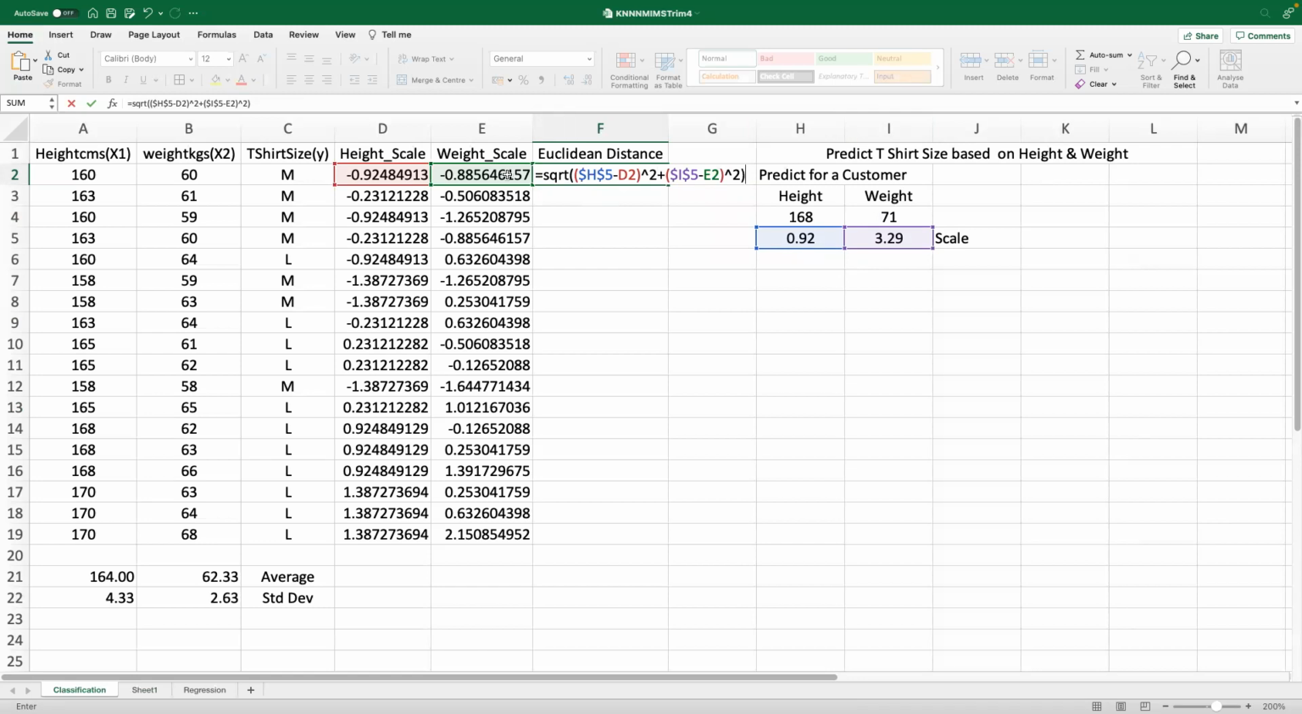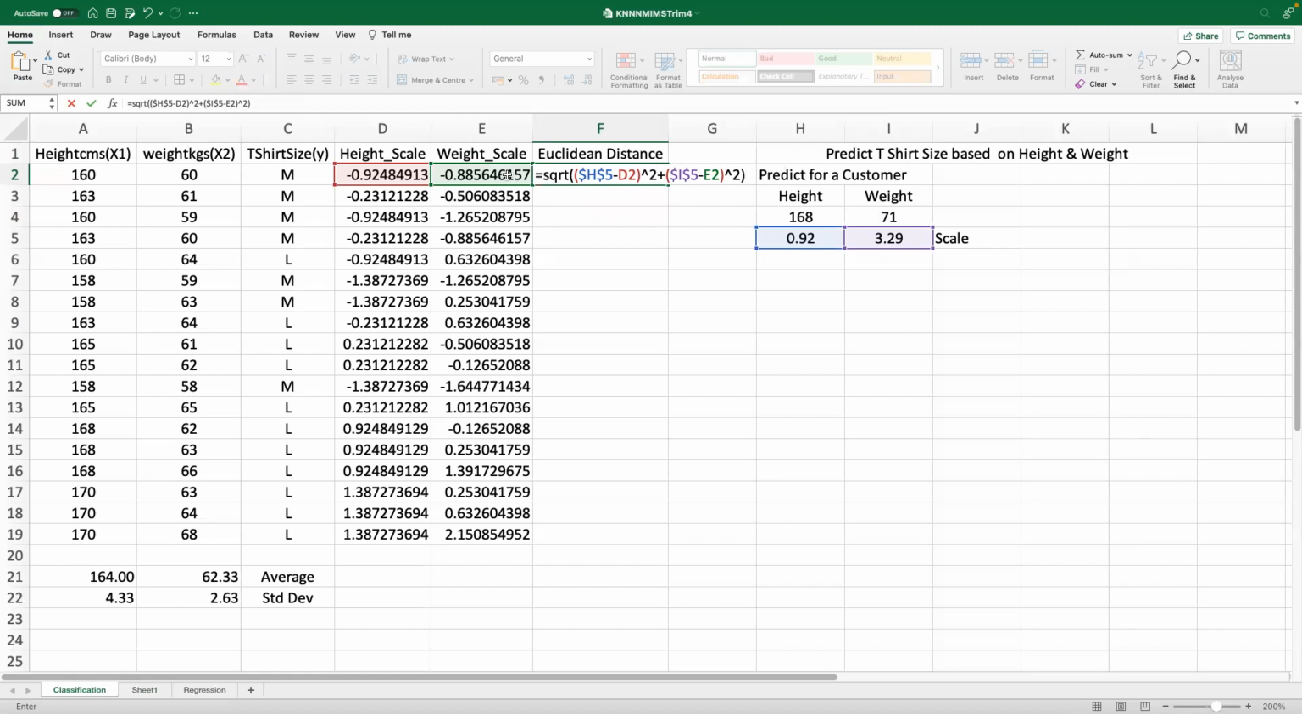x2 is 0.92. You have to fix the value because that is the constant x2 for all of them, plus y2 is your weight scale, minus the weight scale y1. You have to fix the 0.92 and 3.29, because you're calculating distance from that point, right? Whichever is the closest to the point you're calculating, to the predicted values. So we are calculating the distance between the predicted value and the actual value.